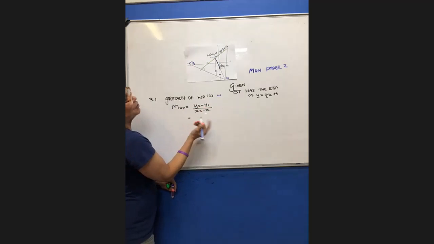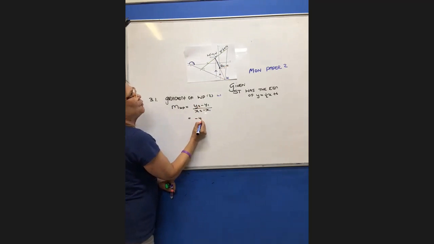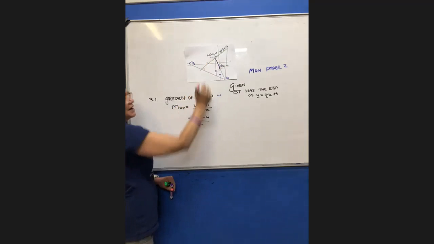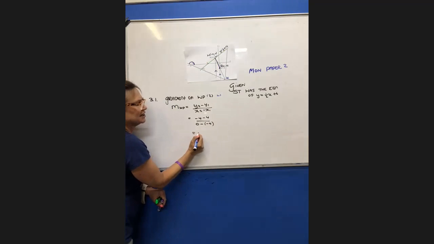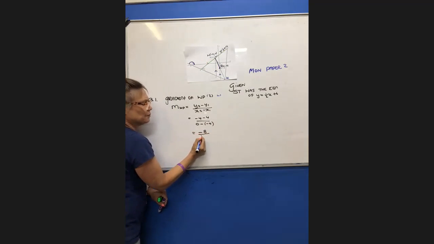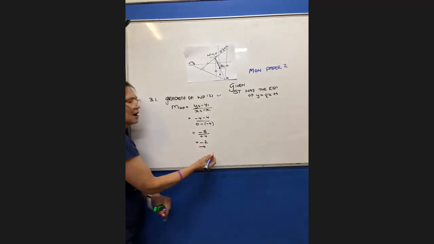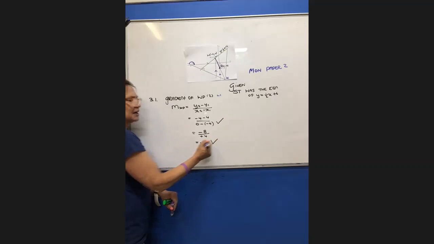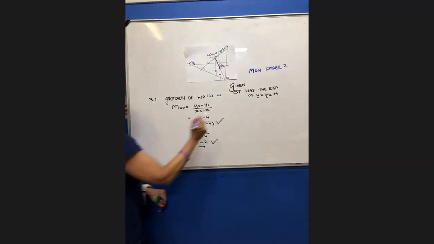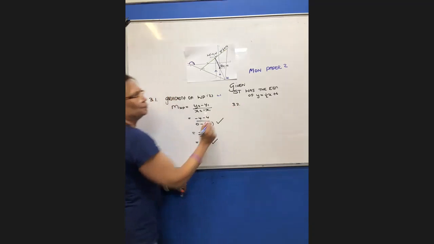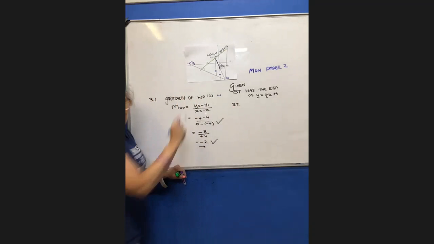And then it doesn't matter who you start with. So I'm going to go -4 over 0. But be careful when you're going minus. So we're going to get -8 over +4. So we're going to get -2. The mark allocation there.